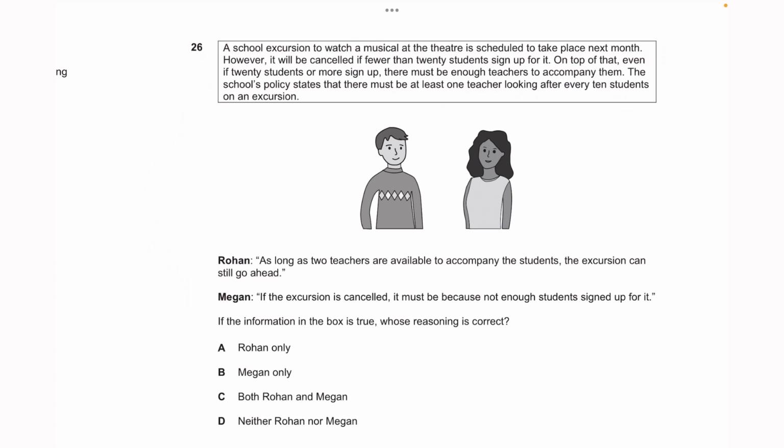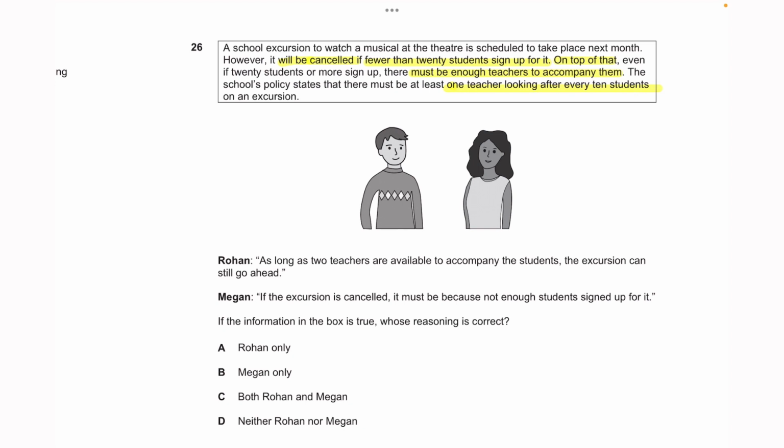A school excursion to watch a musical is scheduled to take place. That's setting up the scenario, but not really important information to help us work out this question. It says, however, it will be cancelled. So the key thing is it will be cancelled if fewer than 20 students sign up for it. Okay, so if there's less than 20 students, and on top of that, even if 20 students or more sign up, there must be enough teachers to accompany them. And the school's policy states that it has to be 1 teacher looking after every 10 students. So that means there would need to be at least 2 teachers if 20 students sign up, but it has to be 20 or more that sign up.